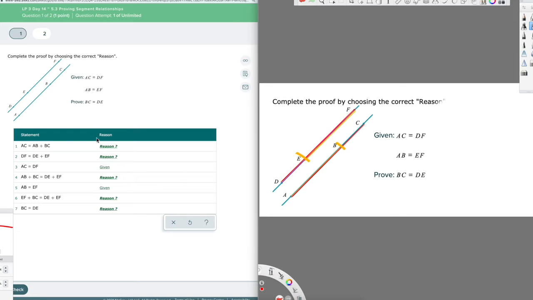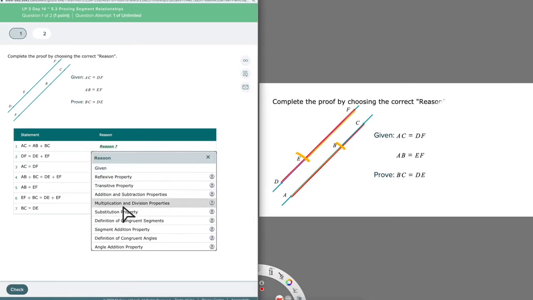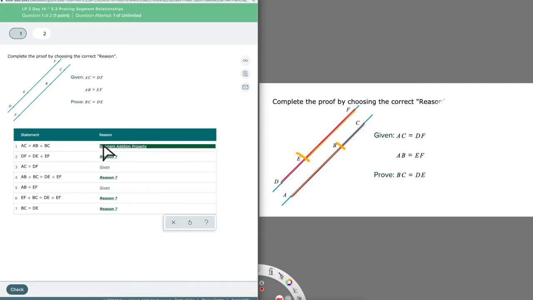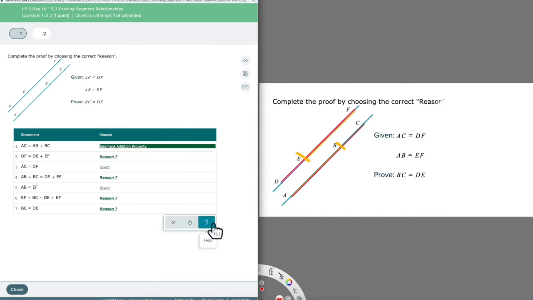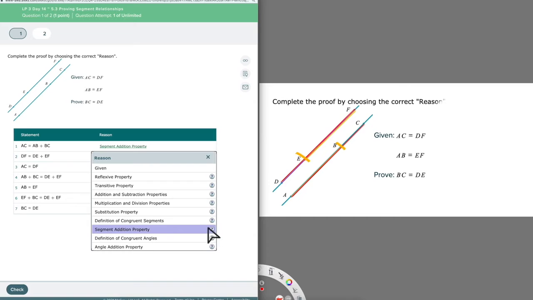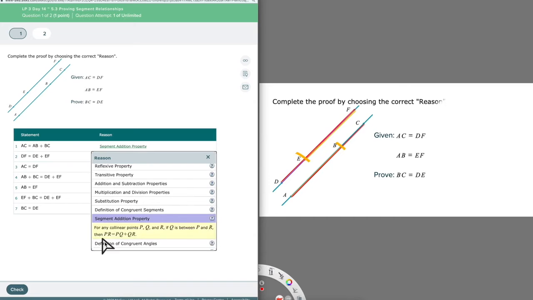So with this one, I have AC, and then they're saying it equals AB plus BC. So this is segment addition. We're adding 2 segments together. And this is a property. I know I have these all outlined on the notes pages. They also, if you click on the question mark here, will give you somewhat of an example of what it means.